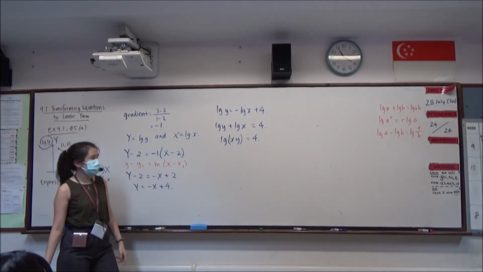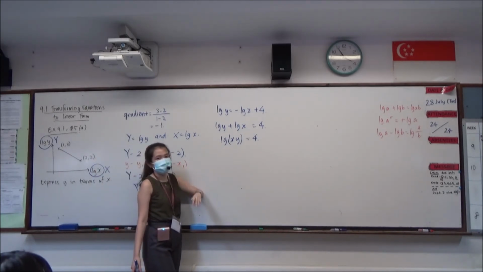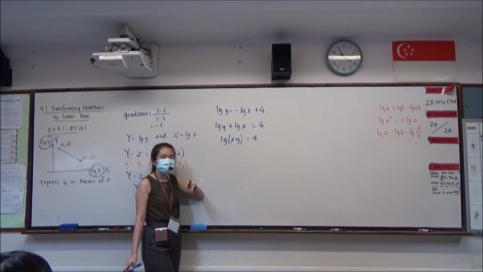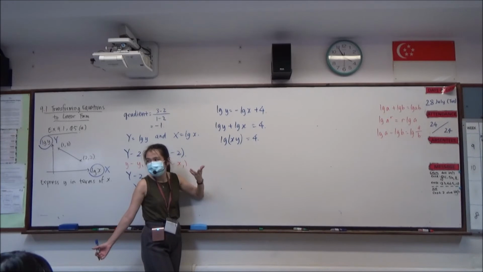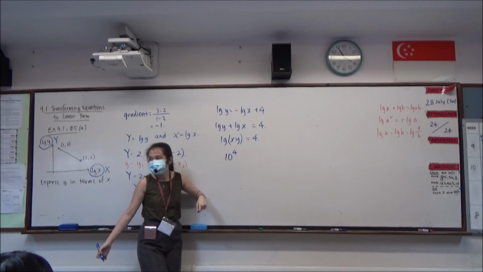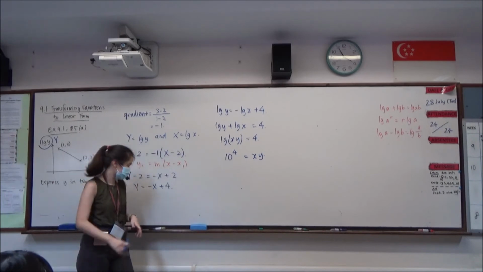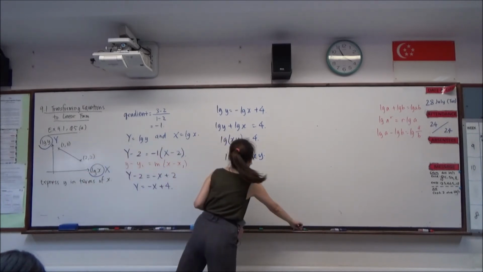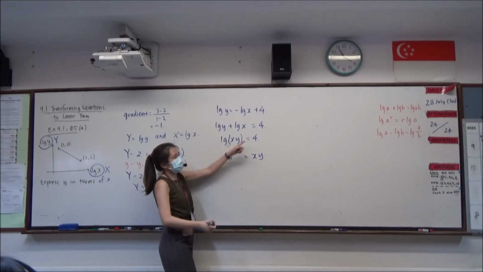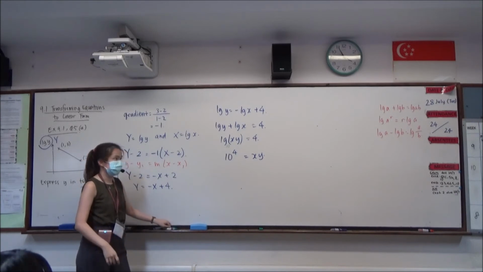Since you're looking at common log, meaning the base is 10, how can we entirely get rid of the logarithm? We need to change it into a certain form called what? Yes, Rina. 10 to the power of 4 equals xy. So we change it into an index form. If you remember, our base number is 10, and this one is always the power, equals xy. That's how we do our logarithms.